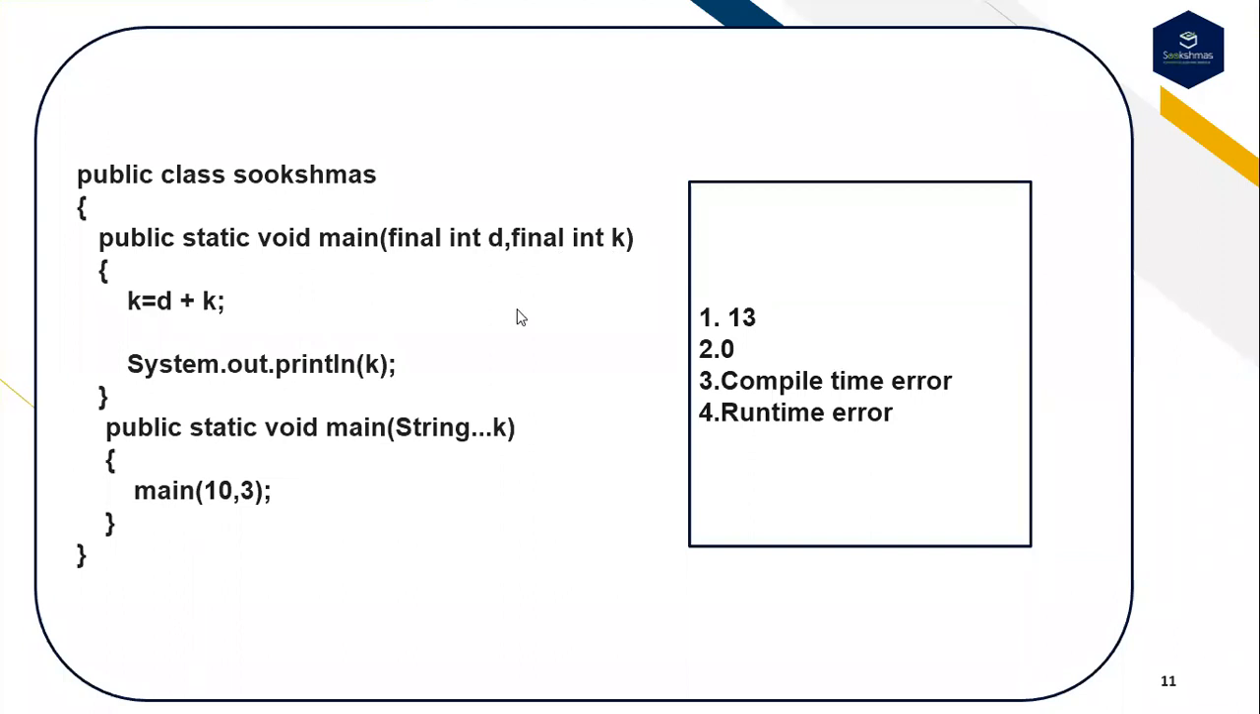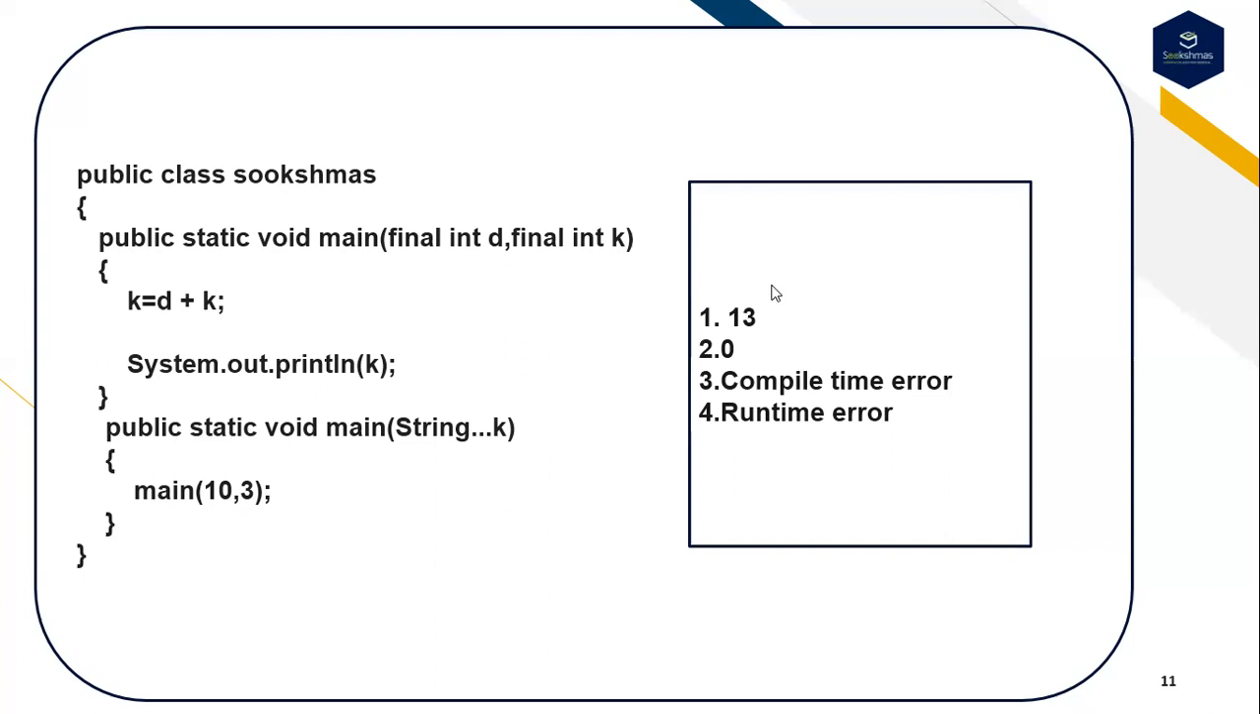The fourth question is public class Sukshmas, public static void main, and here final int d, final int k. k is equal to d plus k, and printing the value of k. Execution of the program begins from the main, and main followed by 10 comma 3. Here the main method can be overloaded. You change the argument prototype: same method name, different arguments or different signature. So this is called main method overloading. Invoking the static method, there is no need to create an object. That is the reason I'm just calling main followed by 10 and 3.